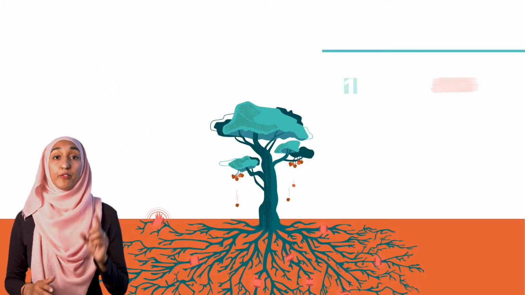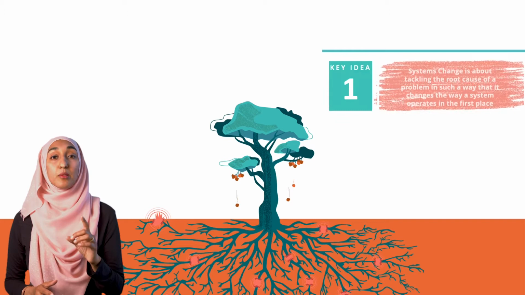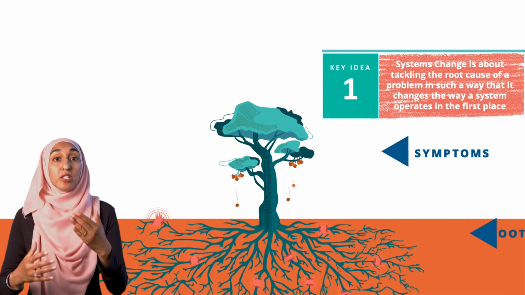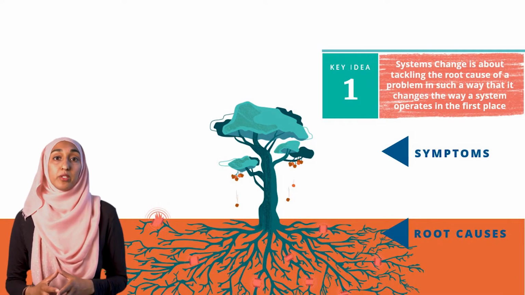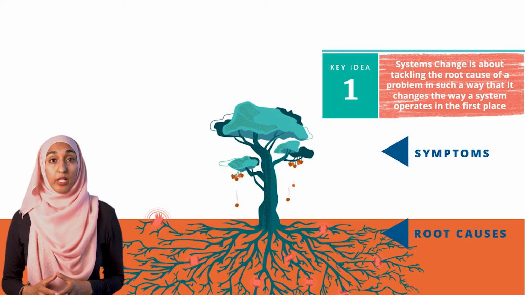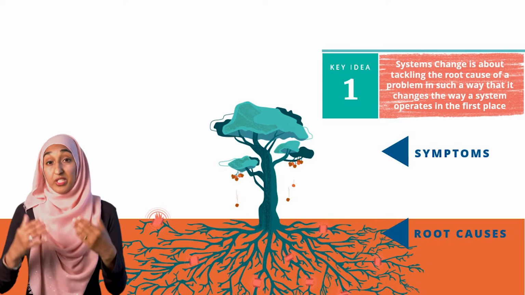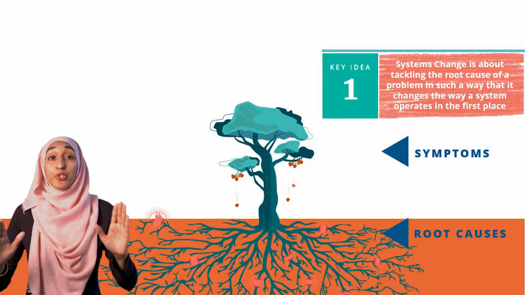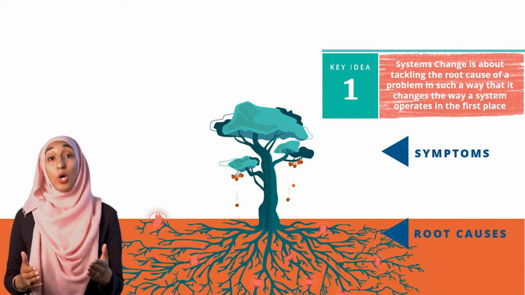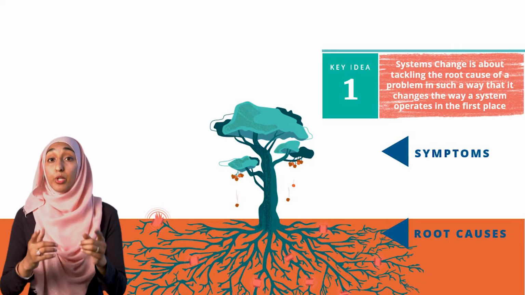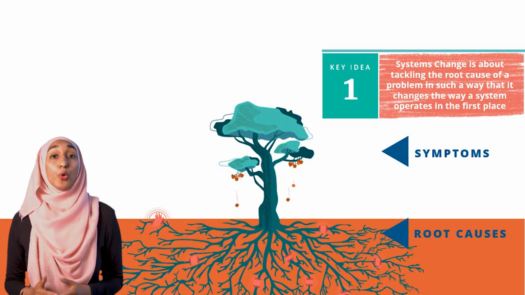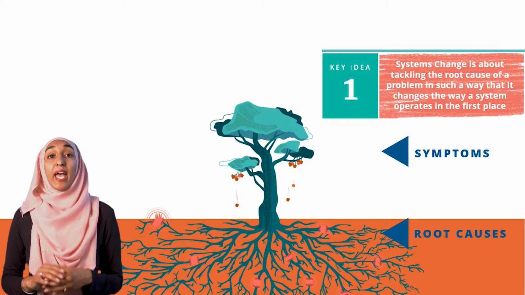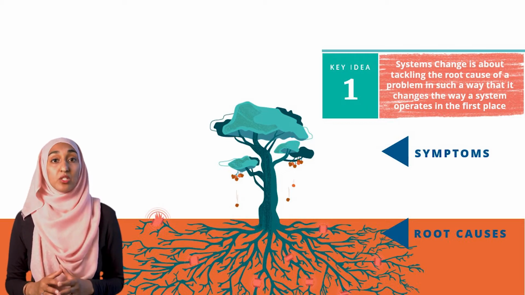So far we've explored the first key idea of this course, that systems change is about tackling the root cause of a problem in such a way that it changes the way a system operates in the first place. In the example we explored, it's not just about reducing waste, the symptom of a problem, but coming up with a radically better collection system across multiple regions and countries. So, when you think about tackling the problem you care about, we recommend also including a systems change approach because it is a powerful way to create social impact and can address many of the limitations to only taking a direct service approach.